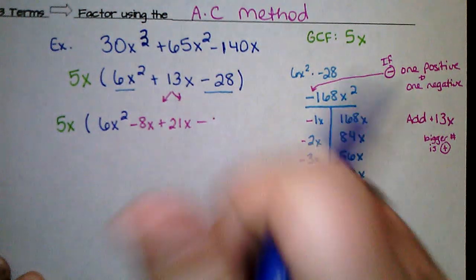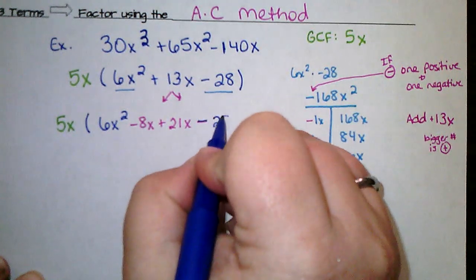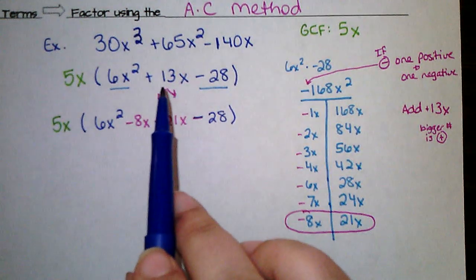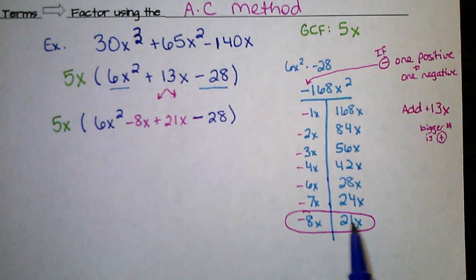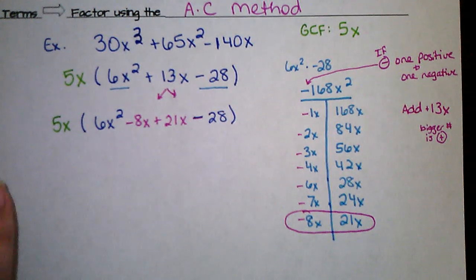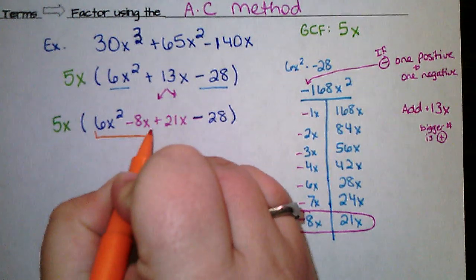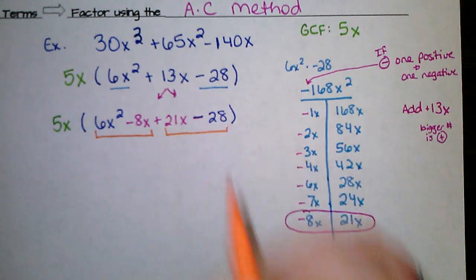Oh, and we keep the 28. So the A and the C that we multiplied stay. The thing in the middle, the B, becomes these two terms. Now what we're going to do is find numbers that I can divide both of these by.